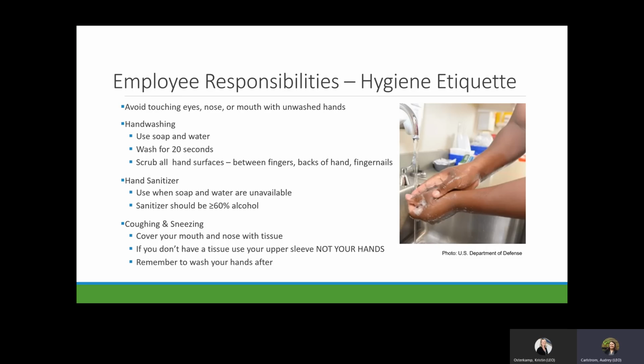Always cover your nose and mouth when coughing or sneezing with a tissue. If a tissue is not available, use your upper arm to cover your nose and mouth. After coughing or sneezing, wash your hands. Hand washing is one of the most effective methods to reduce the spread of any virus.